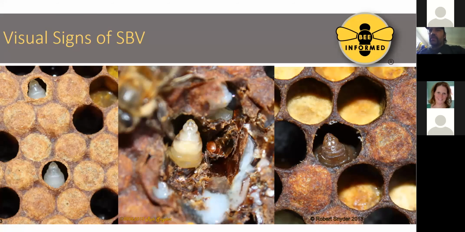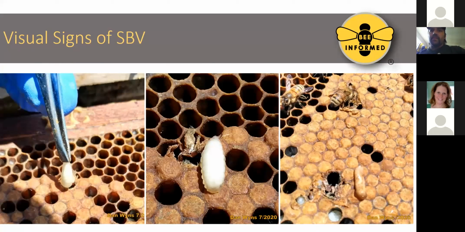When you go to the next slide, you'll see some of what sac brood virus looks like when you extract the larva or the pupa out of the cell. It has this sac-like viscosity where the liquid is contained inside a sac, whereas if you were to pull out a regular pupa, it would often break and the contents would spill all over. With sac brood, you get this defined little sac of fluid. It's sort of like a mummy, but it's not.